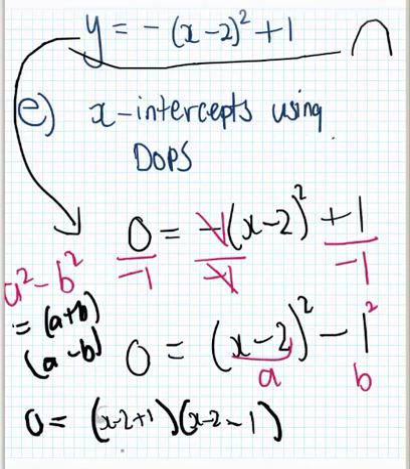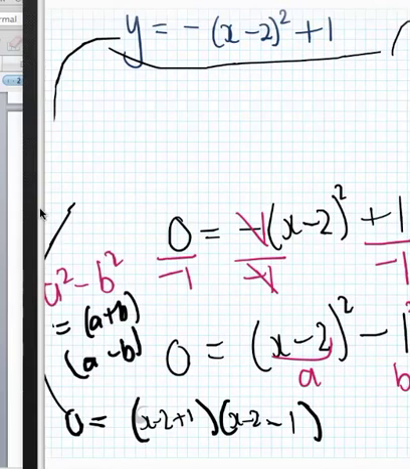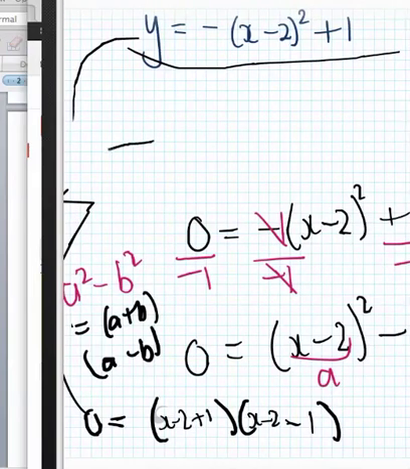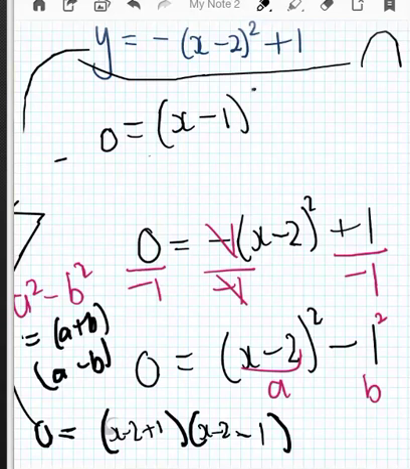So minus 2 plus 1. I'll continue it up here. All right, try again. So x minus 2 plus 1, so we've got 0 equals, in one bracket, minus 2 plus 1 is minus 1 in one bracket, and minus 2 minus 1 in the other bracket, we'll have x minus 3. And now we solve this to find our x-intercepts.